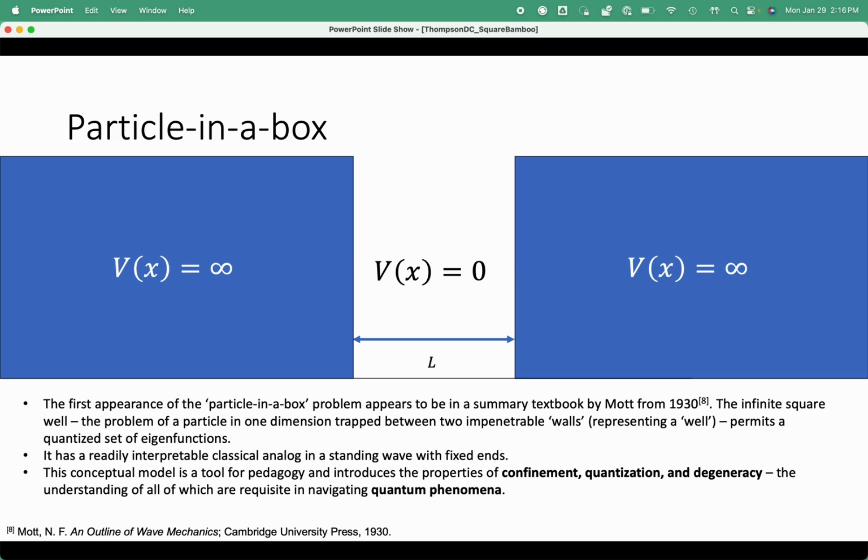The problem of a particle in one dimension trapped between two impenetrable walls permits a quantized set of eigenfunctions and associated eigenvalues. This simple conceptual model is a tool for pedagogy that is widely used still in physics and chemistry courses at both the secondary and university levels, and introduces the students to the concepts of confinement, quantization, and degeneracy, all of which are of importance in navigating the thinking of quantum phenomena.